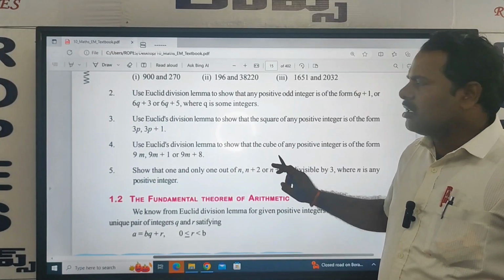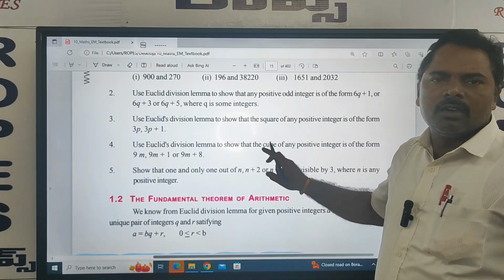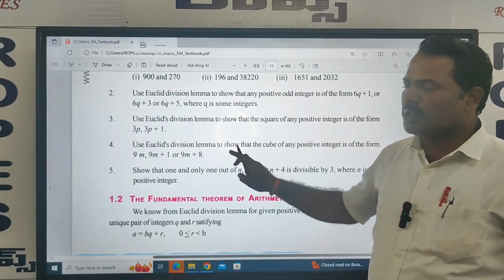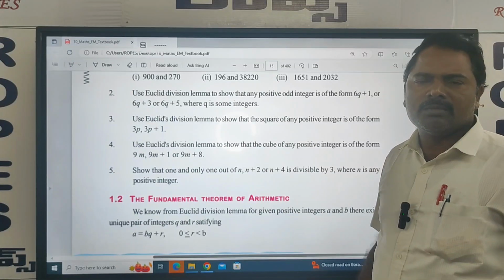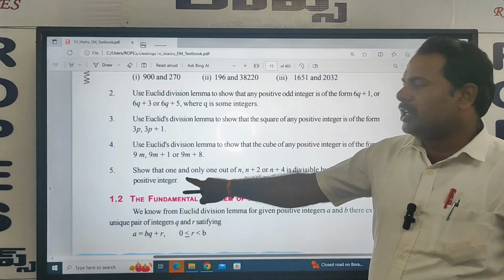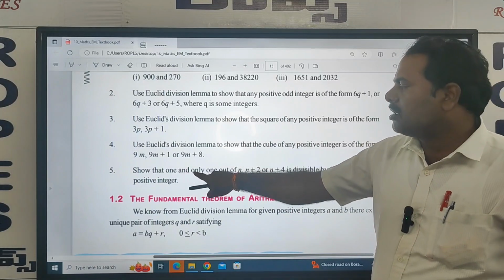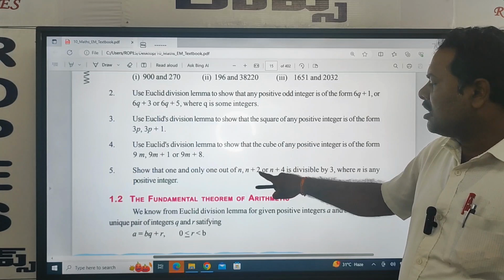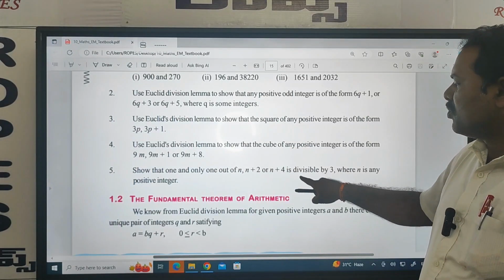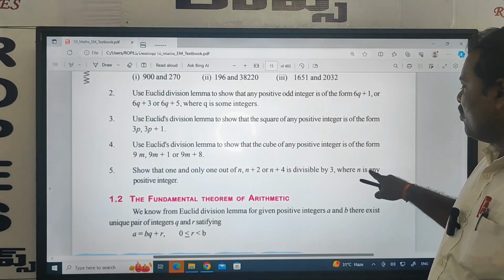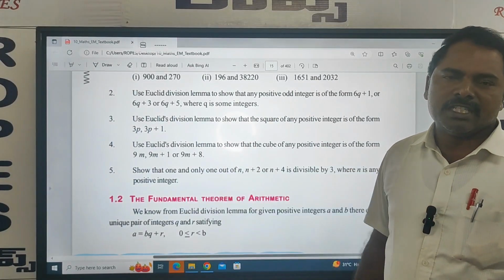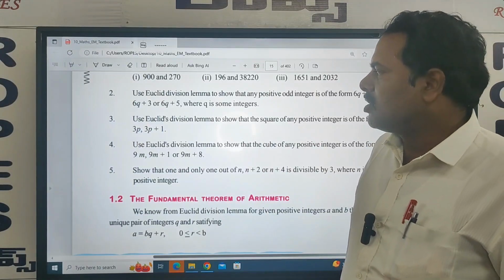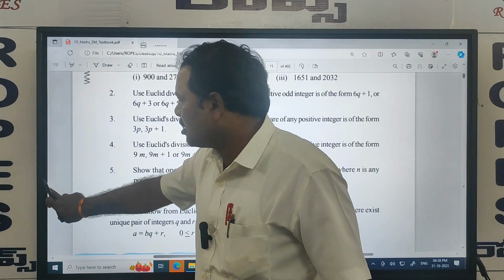In the last class, we discussed that every cube number is in the form of 9m plus 1 and 9m plus 8. Today we discuss how to show that one and only one out of n, n plus 2 or n plus 4 is divisible by 3, when n is any positive integer. It is very important for the examination purpose. Now we will see how to get it.